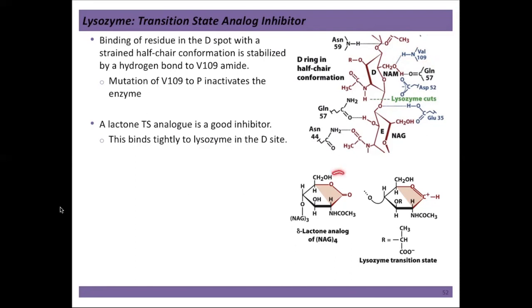And what else we know is that it does go through that planar transition state, because these molecules here where we have this lactone, again, that's planar, ends up being a good inhibitor. It binds tightly to the D site there. So if we have this at that position, it will bind and inhibit. Which lets us know that we are actually likely going through this type of transition state, a planar transition state.